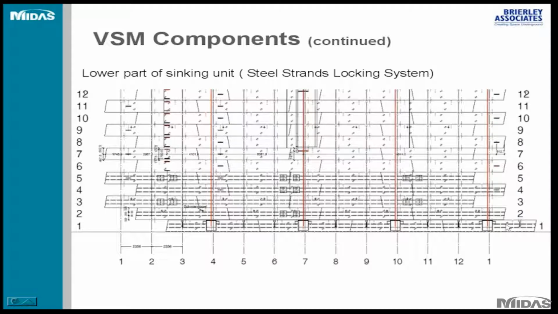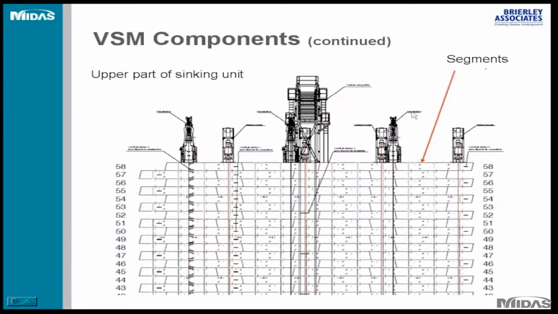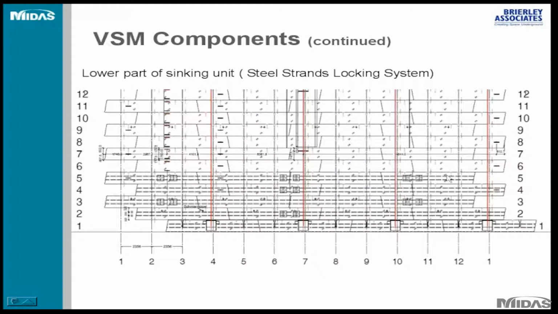Then as you excavate below this ring, you start adding more rings. So you go ring 1, 2, 3, and so on, all the way to the top, as you see in the previous drawing. You reach all the way to ring number 58. So you can see the shaft can always be suspended during the construction process.